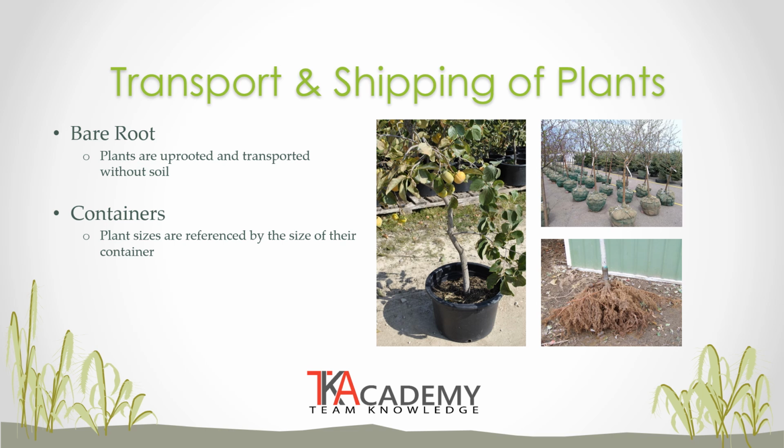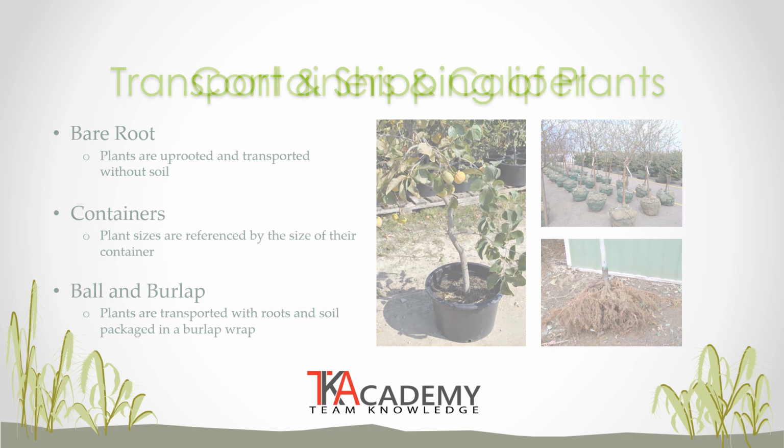For very large plants, the only method available for shipping and transport is to excavate the plant's root ball with soil and wrap it with a burlap material or wire. This is referred to as ball and burlap. Plants packaged in the ball and burlap method are often too large to move without the use of equipment such as a forklift.